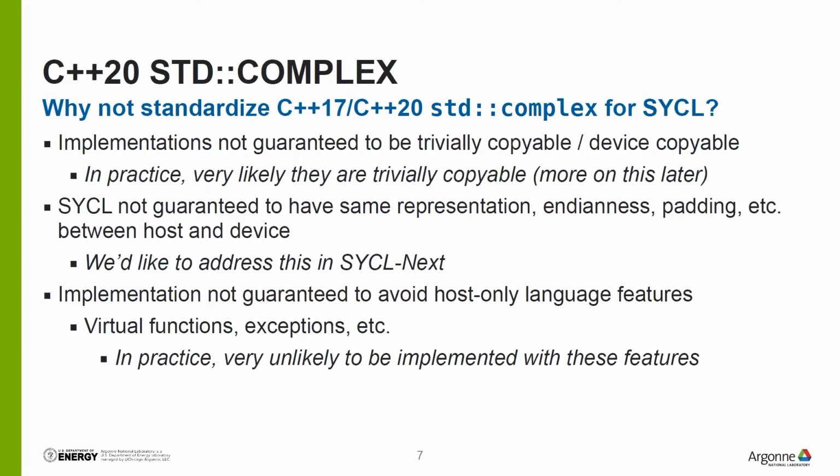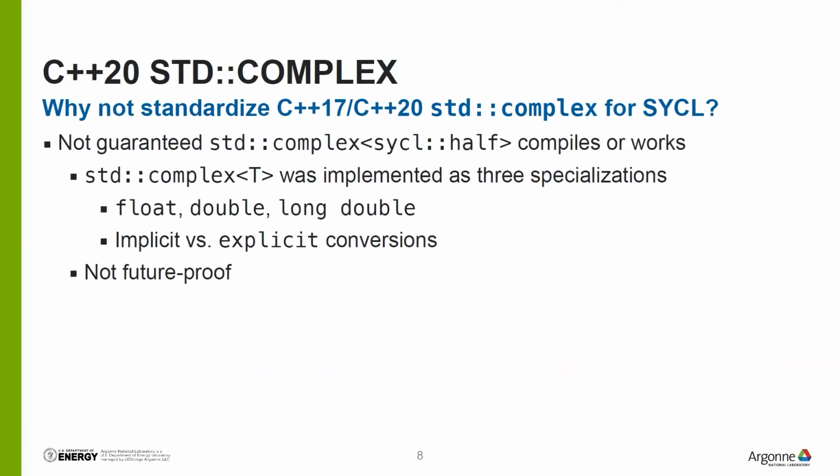In practice, there's no reason to use a virtual function in a complex number class, or a regular C++ exception. Some systems like Microsoft might have floating point exceptions and try to map them into C++ exceptions, but that's not a good idea either. And there's no guarantee that std::complex of sycl::half would work.